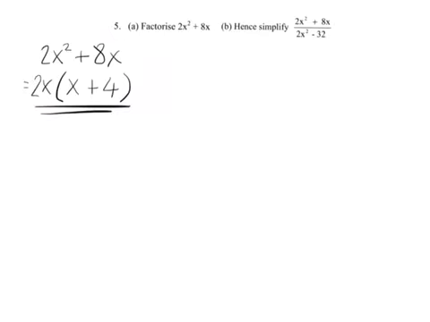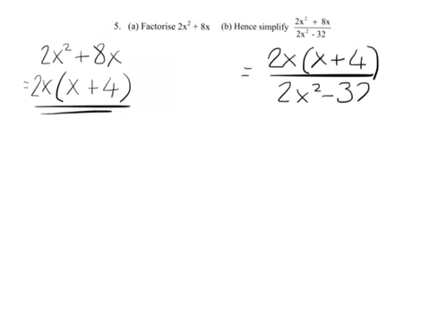So the numerator, the top of the fraction, 2x squared plus 8x, we are now going to substitute in our answer from the first part in place of 2x squared plus 8x. That would then give us 2x bracket x plus 4 on the top line, and on the bottom line we have the 2x squared minus 32. So what we're looking to do is simplify here. We factorised in the top line, and that's what we're now going to do in the bottom line, and then hopefully we'll get something that might cancel or simplify somehow.